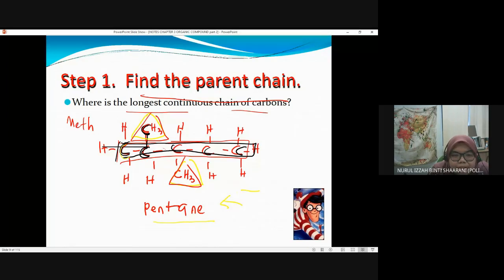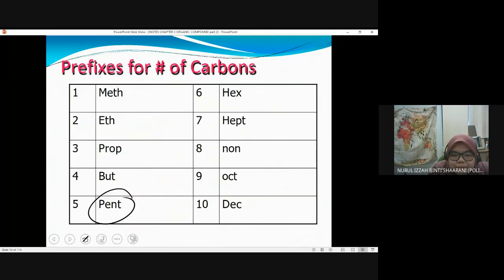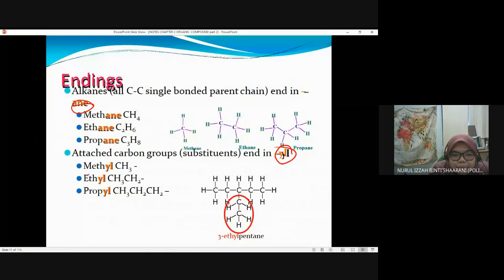Okay. So attached group dia akan ending attached group yang macam ni lah, maksudnya yang carbon chain lah. Dia akan end with YL. Okay, methyl. So this is methyl. This is also methyl lah. Ni pun methyl juga, sebab dia one carbon only. Okay, so next part. Kita dah tahu attached group kita dah nyatakan dia sebagai methyl, because satu je carbon. Tiga hidrogen.